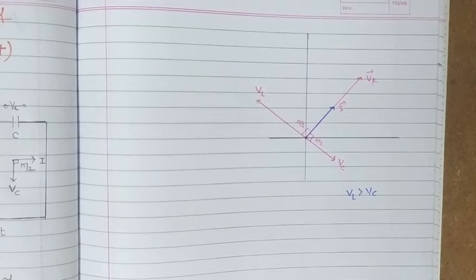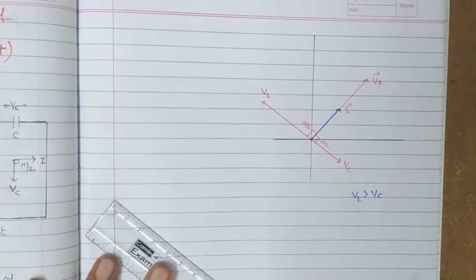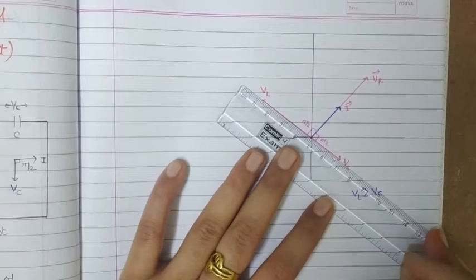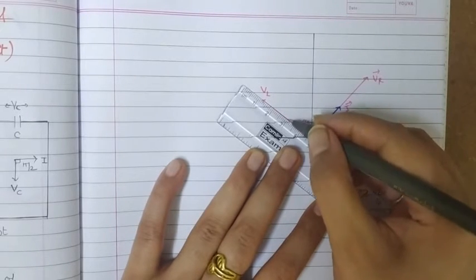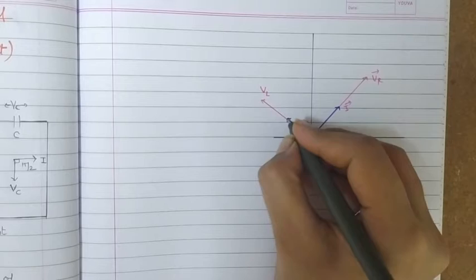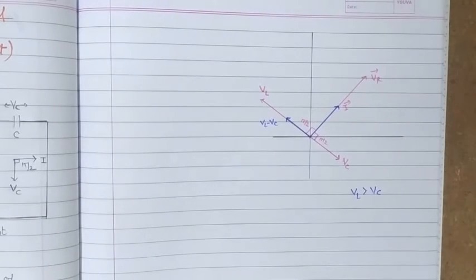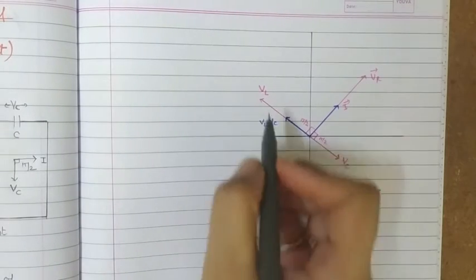Then if I find the resultant of VL and VC in this diagram, I will find the resultant in the direction of VL, and it will be VL minus VC and in the direction of VL. This is because VL is greater than VC.